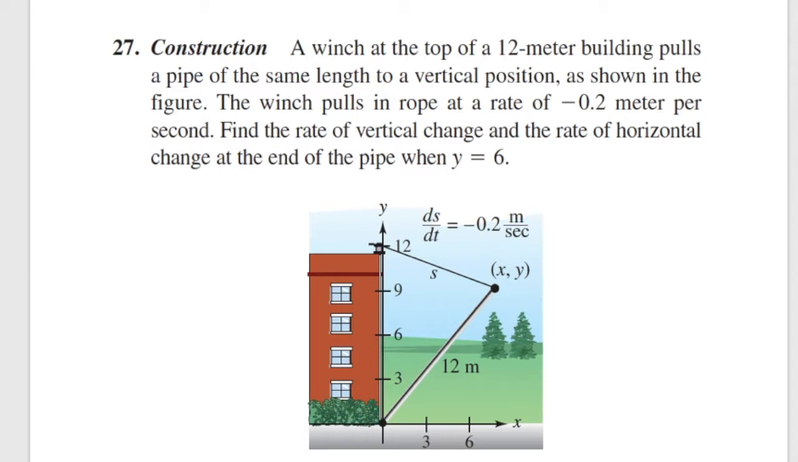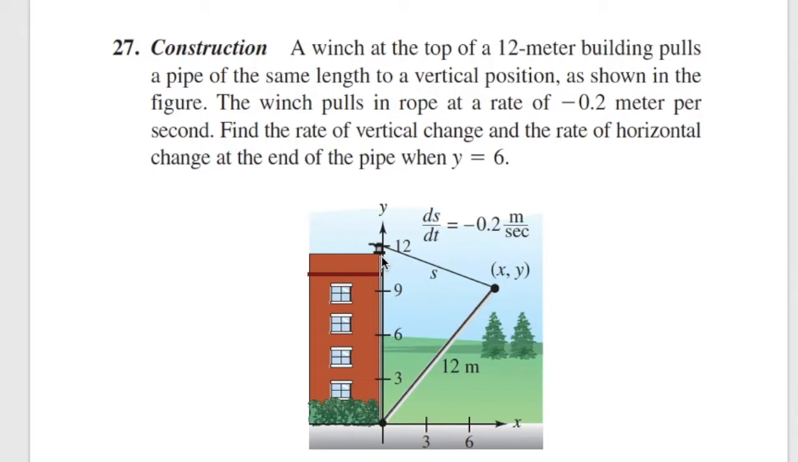Exercise 27. A winch at the top of a 12-meter building pulls a pipe of the same length to a vertical position. So in this exercise, this is the pipe. It was lying on the floor and connected to the roof of this building by a rope. And as the rope is pulled in, the pipe gradually rises until eventually it will be vertical along the building. The winch pulls in rope at a rate of negative 0.2 meters per second.